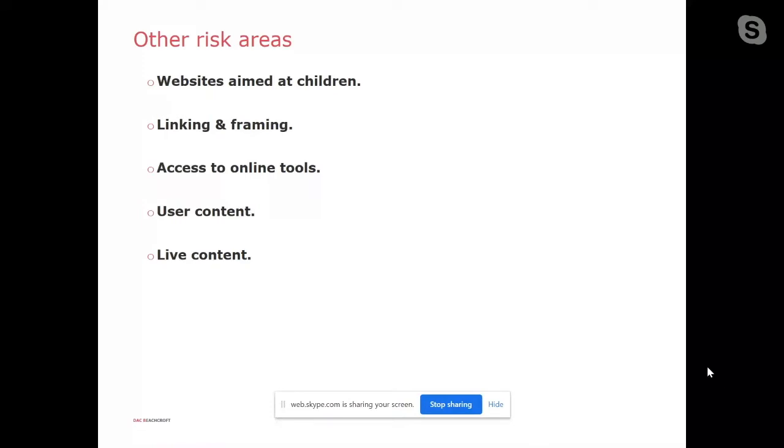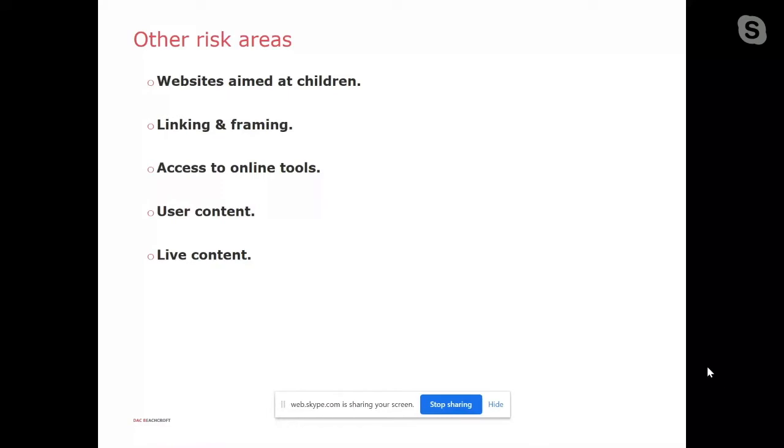Linking and framing. So do you propose to link to third-party websites via your site, or frame third-party website content on your own site? Sounds obvious, but if you're going to do that, you need permission to do that. Lots of websites these days actually grant a general permission via their terms of service for other sites to do that within certain parameters, but it's important to check that. On the flip side, are you comfortable with third parties doing that in respect of your site? And again, that's where your terms and policies will come into play and will be important.